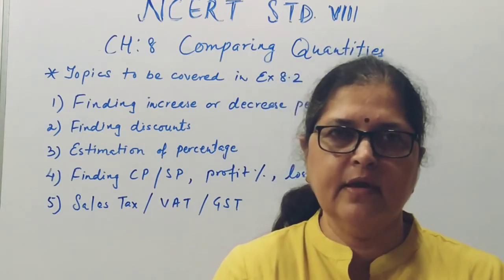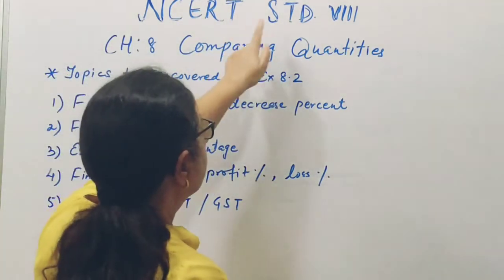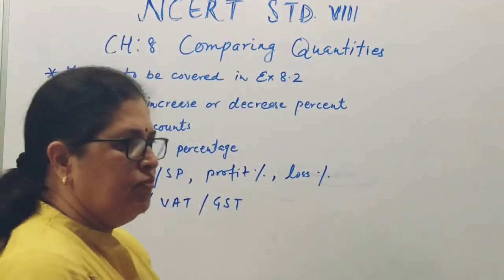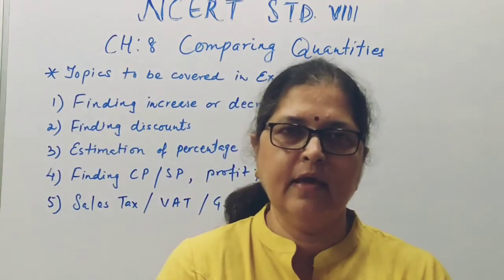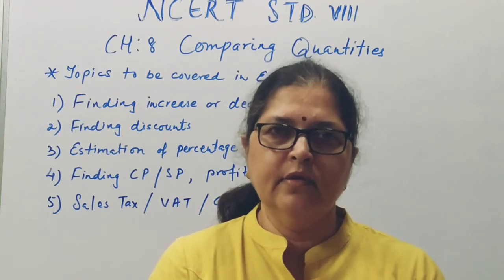Now we are going to start with exercise 8.2, chapter number 8, comparing quantities, NCERT standard 8. But before starting the exercise, let us go through the topics which we are going to cover under this exercise.